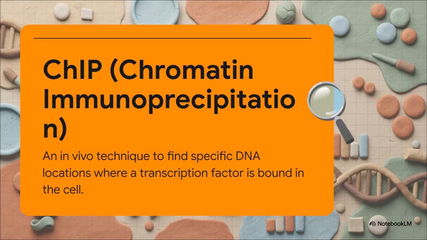So let's start with ChIP. This is a really powerful in vivo technique. The best way to think about it is like you're taking a snapshot. You're freezing all the protein DNA interactions exactly as they're happening inside a living cell, right at that moment. This lets us see exactly where our specific protein was bound.